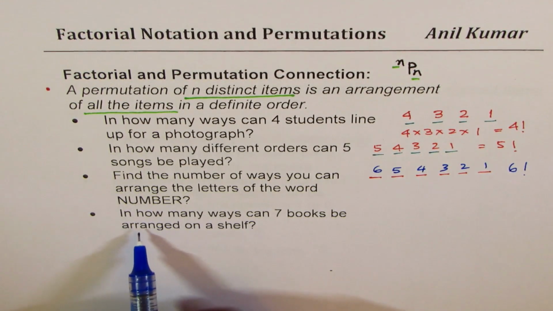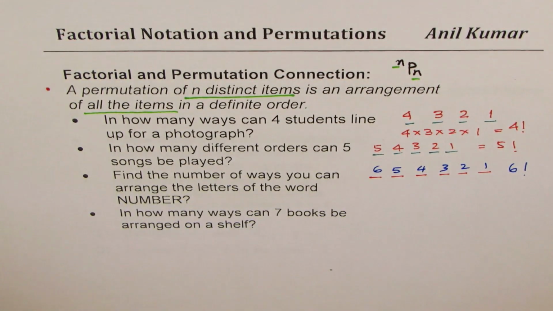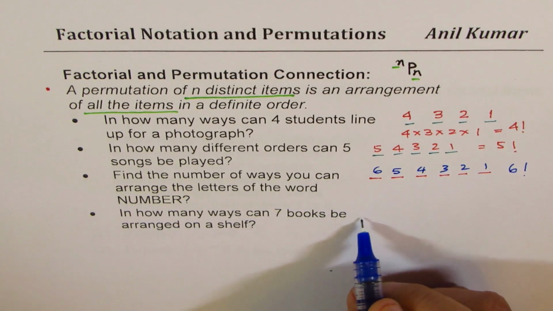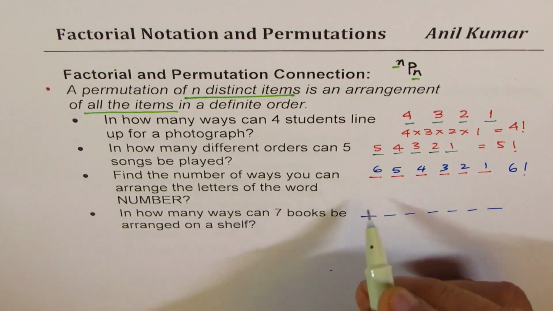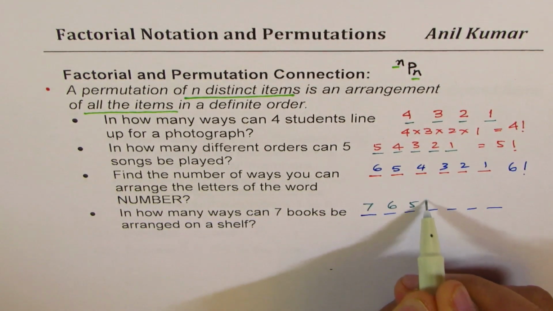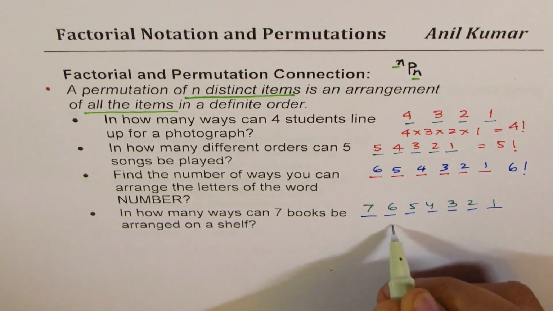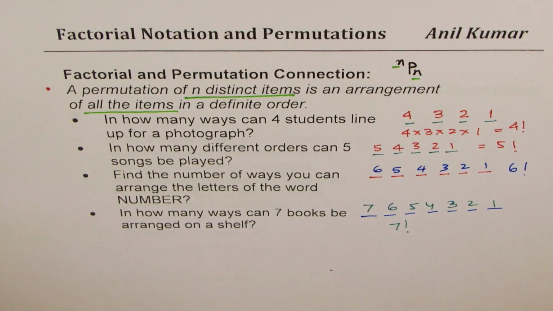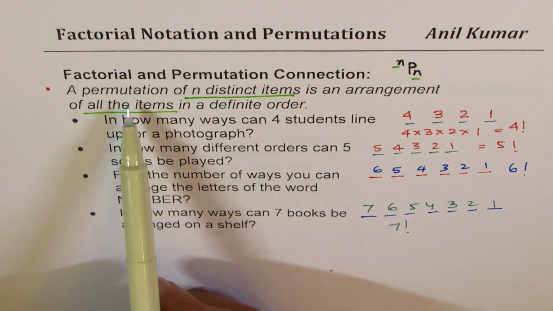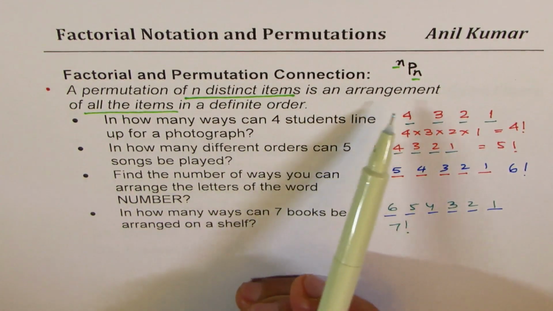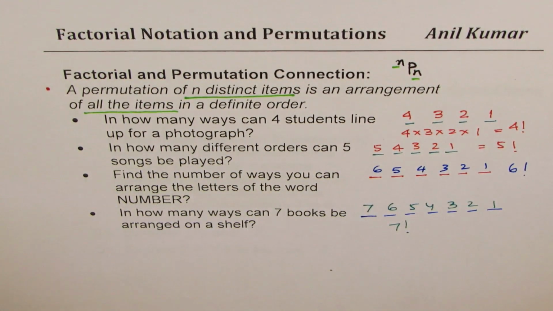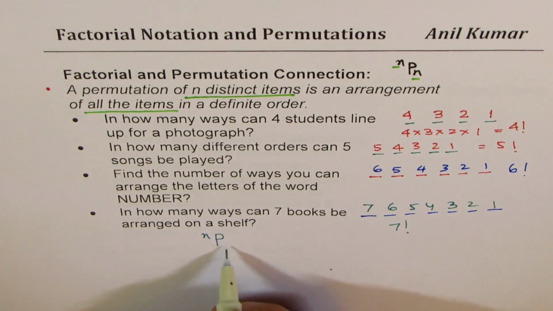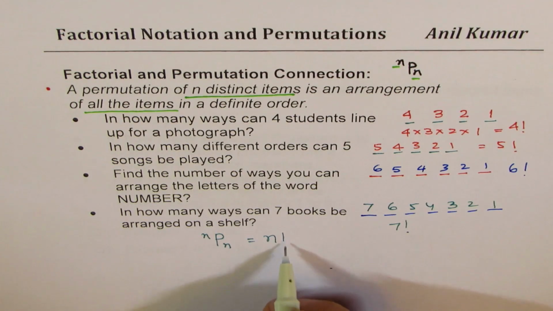And the last question here is, in how many ways can 7 books be arranged on a shelf? Well, 7 books means we have 7 positions, 1, 2, 3, 4, 5, 6, 7. And you could put any one of those 7, then you're left with 6, 5, 4, 3, 2, 1. And 7 factorial is your answer. In a different way, all these questions could be said as, find the number of permutations of n distinct items in an arrangement of all the items in a definite order. So these are the orders in which you are arranging, and we say, well, it is nPn, right? nPn, which is equal to n factorial.